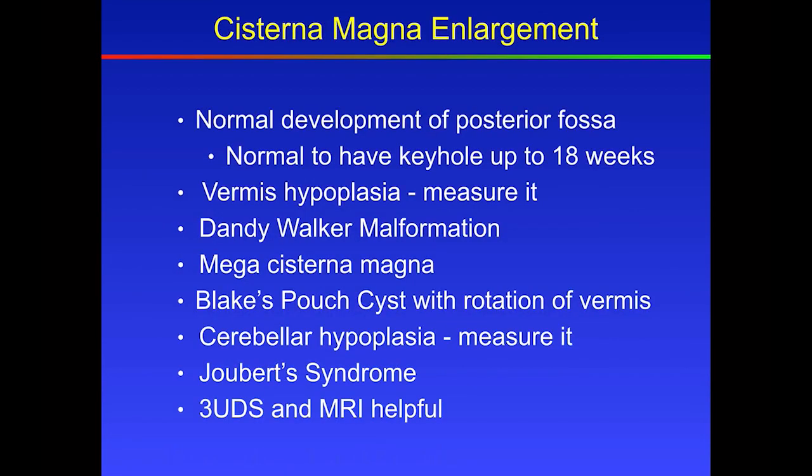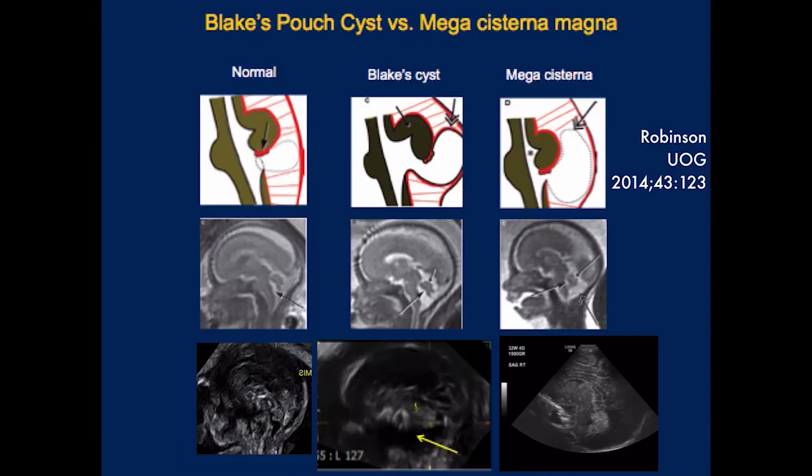Now, there are other causes of dilated cisterna magna besides Dandy Walker. It can be normal up until 18 weeks of gestation and have a normal keyhole appearance. It can be related to vermian hypoplasia, so you can measure the superior and inferior vermis and put it on tables and see if it's too small. It can be due to a megacisterna magna or a Blake's pouch cyst where the vermis rotates. It can be due to cerebellar hypoplasia, so you may want to measure that from side to side. It can be related to Joubert syndrome where you see that molar tooth sign. And you can find both MRI and 3D ultrasound helpful for this.